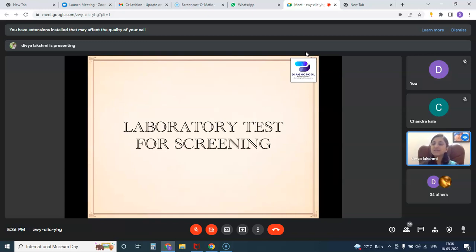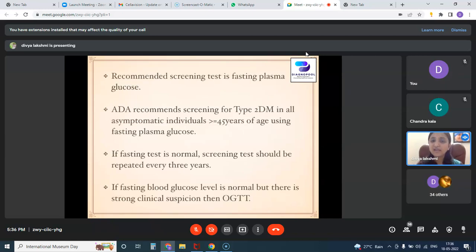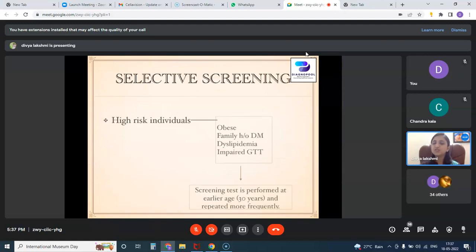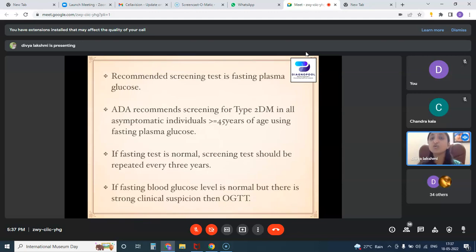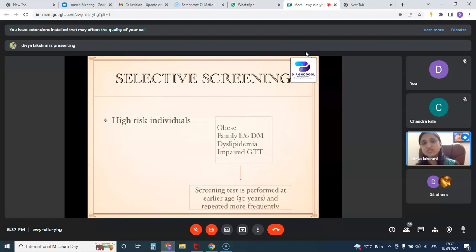So coming to the laboratory test for screening of diabetes. ADA and WHO recommend that the screening tests for diabetes are FBS, that is fasting blood sugar, and OGTT. So these are the 2 normal tests which we do in screening for diabetes: fasting blood sugar and OGTT. Who are the high-risk individuals who should be screened? Highly obese individuals and individuals with family history of diabetes mellitus, dyslipidemia, and impaired glucose tolerance.